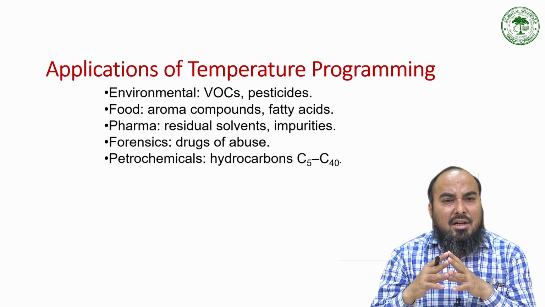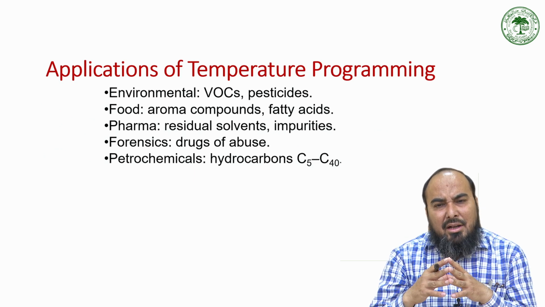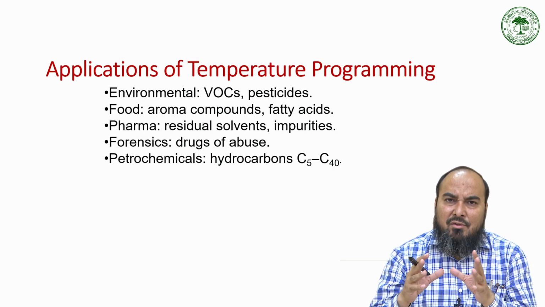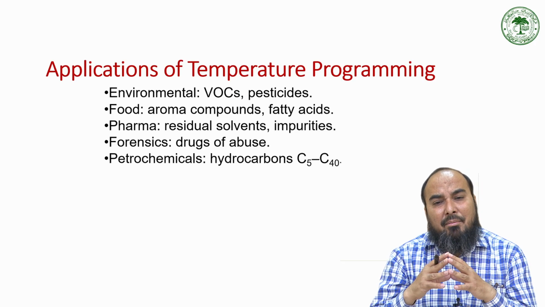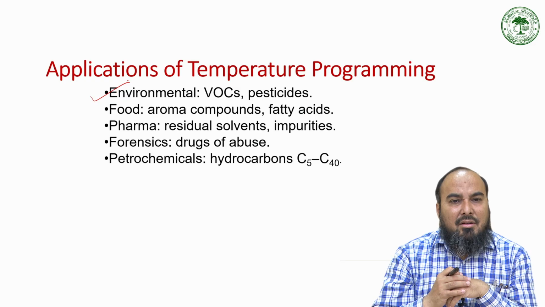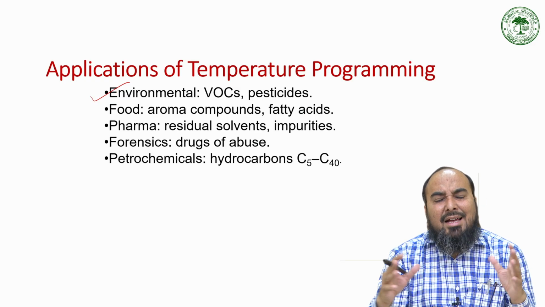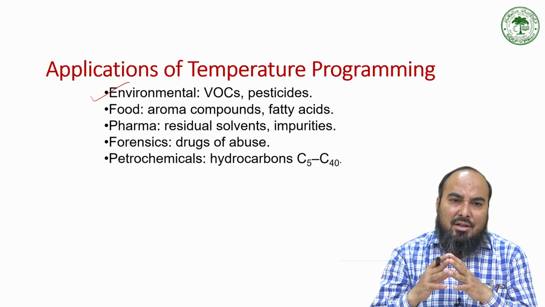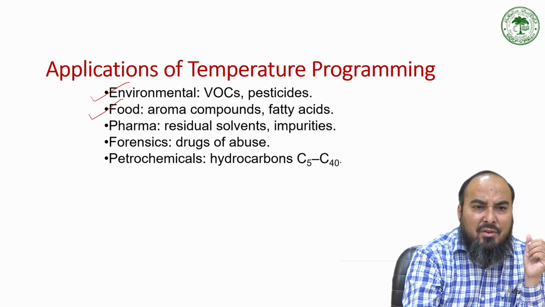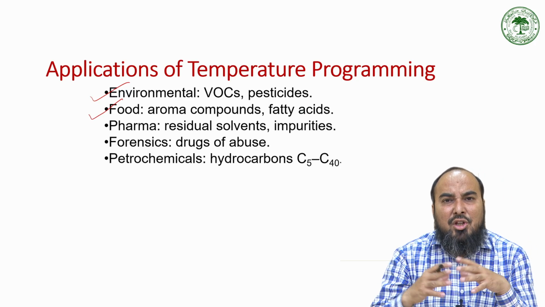Similarly, there are certain applications of temperature programming. For example, temperature programming is very well suited to environmental samples, where you have to analyze certain volatile organic compounds, certain pesticides, and certain PCBs, that is, polychlorinated biphenyls. It is very important because they have a vast difference in the boiling point of each component, so you have to use temperature programming. Similarly, in the food industry, to detect certain aromatic compounds and certain fatty acids, temperature programming is again very important. It gives you very fine, very reproducible results.